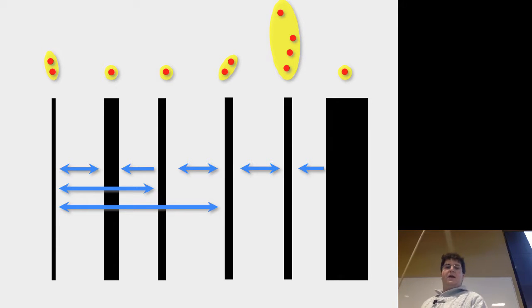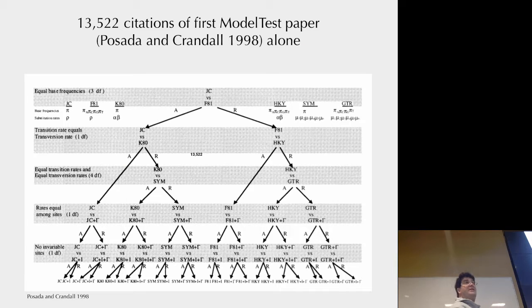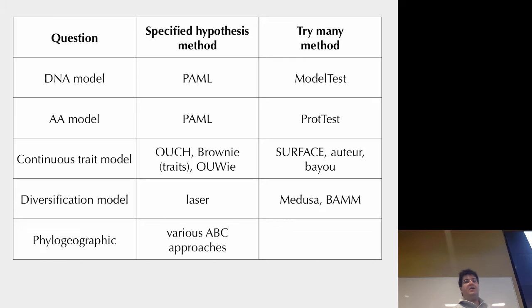And where else have you seen this sort of thing? Well, maybe in ModelTest, right? You don't do this that much anymore, but if you're looking at phylogenetic models, you can say, let me churn through a whole bunch of models, and ModelTest will tell me which model is right. We see this sort of thing in a lot of areas. We have specified hypotheses, like I want to test this model versus this model. You can do that in PAML, you can do that in OUCH, you can do that in LASER, you can do various ABC approaches in phylogeography, right?